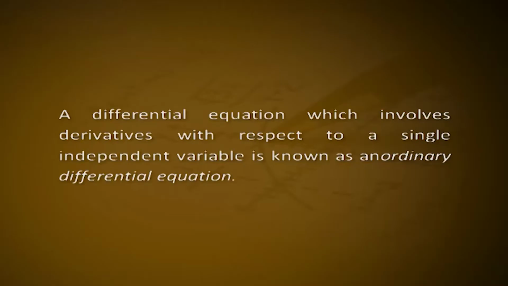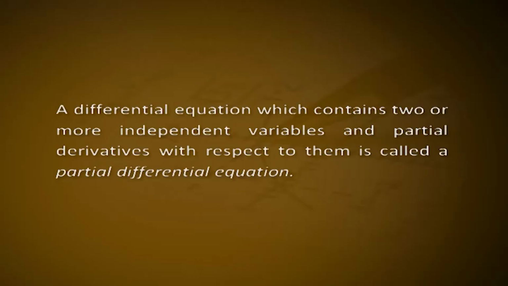There are two types of differential equations: ordinary differential equations and partial differential equations. A differential equation which involves derivatives with respect to a single independent variable is known as an ordinary differential equation. For example, d²x/dt² = -kx, and x d²y/dx² + dy/dx + xy = 0.